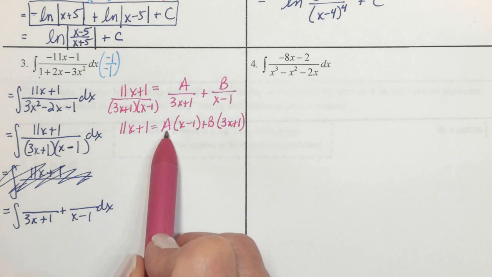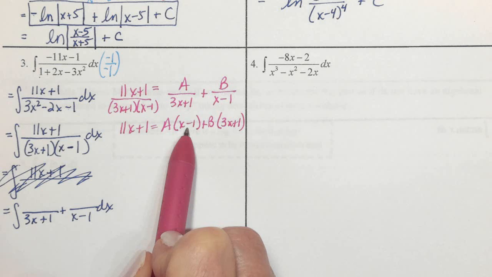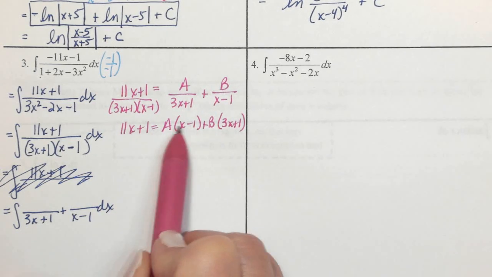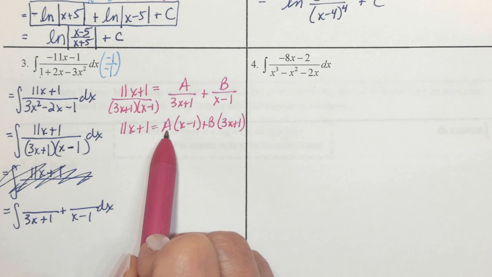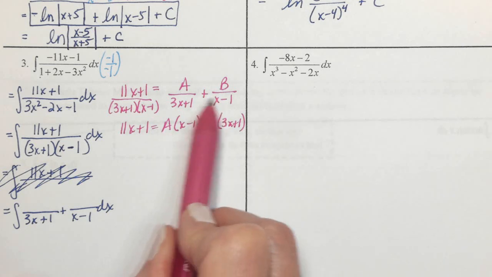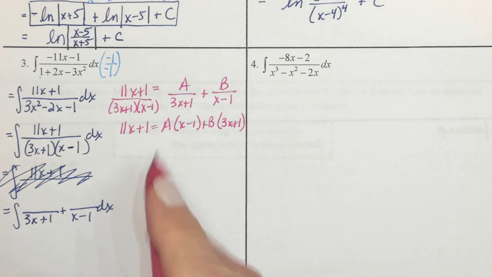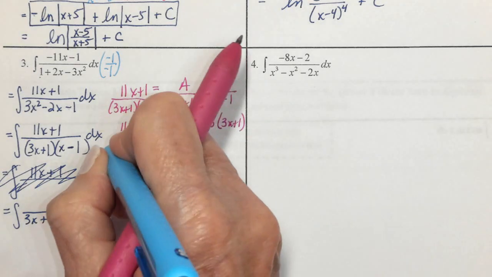But some students, when they find a, want to put it over the x minus 1, and that's not true. If you begin by writing this step, then when you find a, it needs to go over the 3x plus 1, not the x minus 1. So be careful with that. Other than that, just go for it.